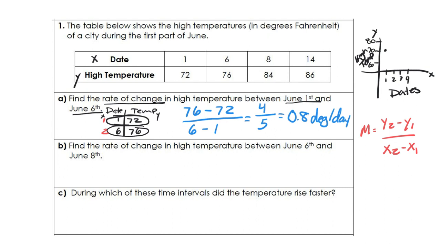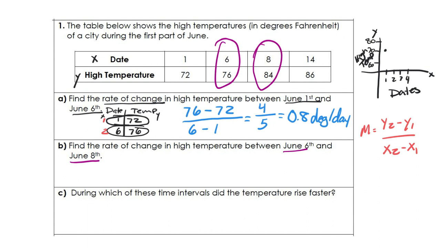So now B says, find the rate of change in high temperature between June 6th and June 8th. If the way the chart is shown is kind of confusing, write it in a vertical table like this. If you understand it, that's fine. So I'm going to use this table here and not rewrite it. If you need to rewrite it, please do. So June 6th is here and June 8th is here.